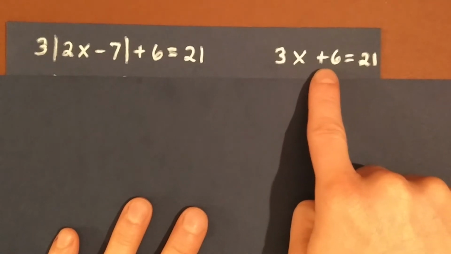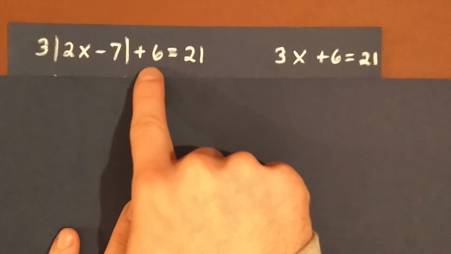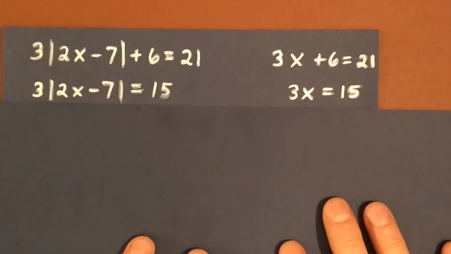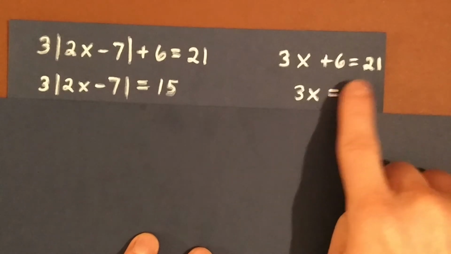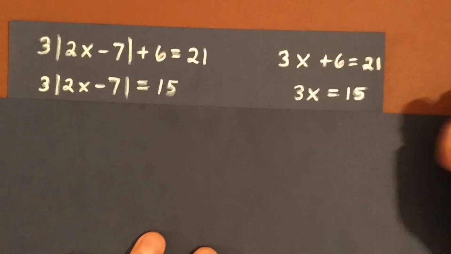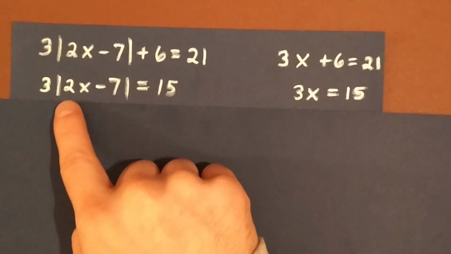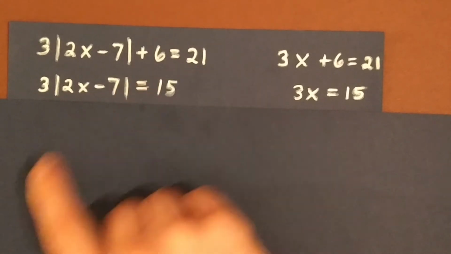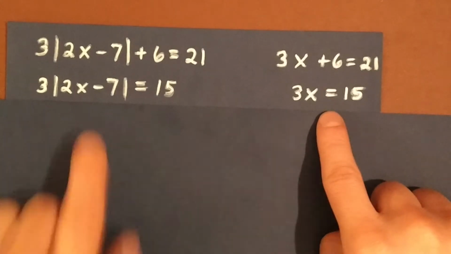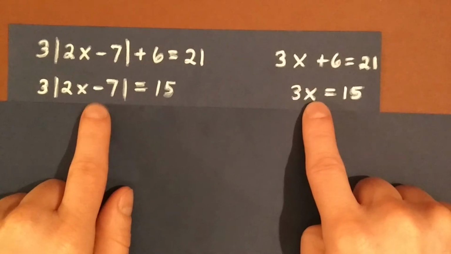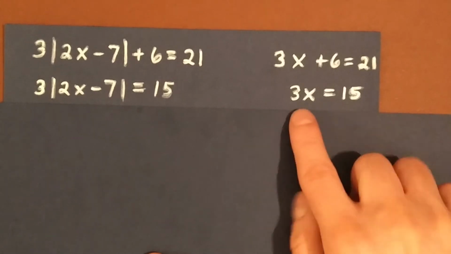Here what we would do first is subtract 6 from both sides. And so here we're going to do the same thing. We're going to subtract 6 from both sides. And we get 3x equals 15. And I didn't write the minus 6, but that's what we're doing essentially. And here we subtract 6 from both sides. And we get 3 times this expression equals 15. So we have the same structure, but instead of x, we have this more complicated expression. And the next step is the same in both cases.